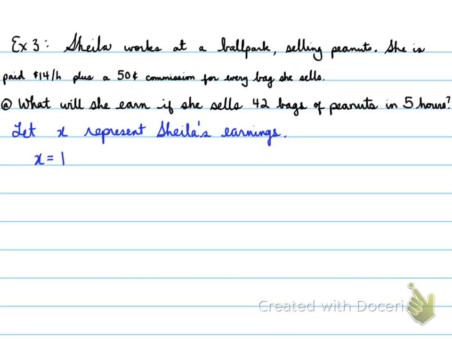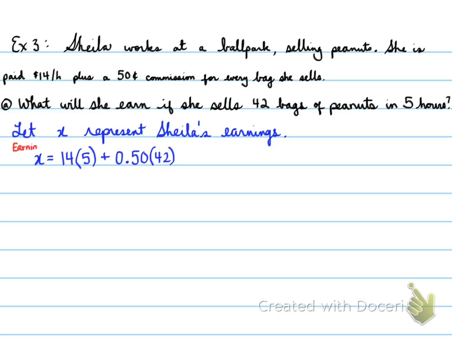Now, how much does she make? She makes $14 every hour, so times 5, plus she sells for 50 cents. She makes a profit, so commission is how much you make for selling that product. Oftentimes, for example, sales jobs and real estate and car dealerships, those are all jobs that involve earning some sort of commission. You have to push your product to make a little bit of extra cash. So 50 cents for every bag she sells. Well, she sold 42 bags, and that's what we need to solve. So 14 times 5 plus 50 cents times 42.